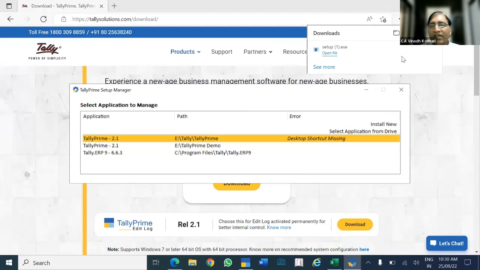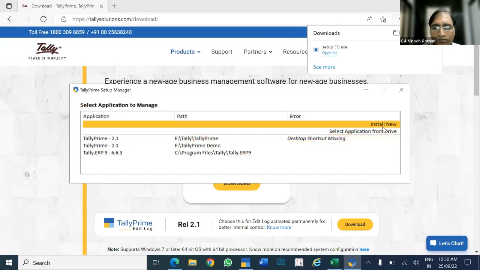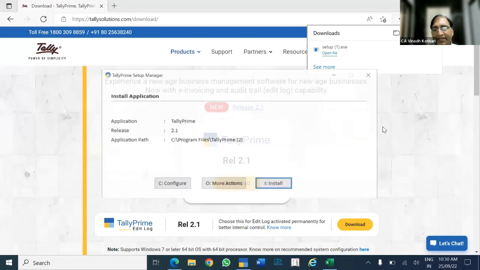So you can see 2-3 items there: desktop shortcut missing, or Tally Prime demo. Since Tally is already installed in my system, it is showing this. What you can do is select install new, and then select install.